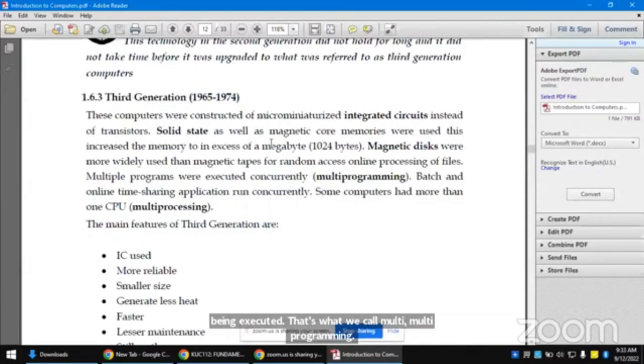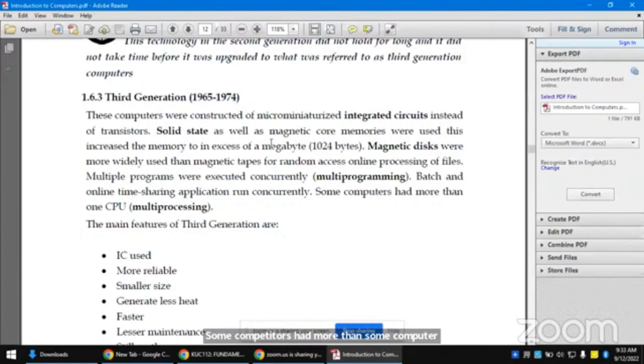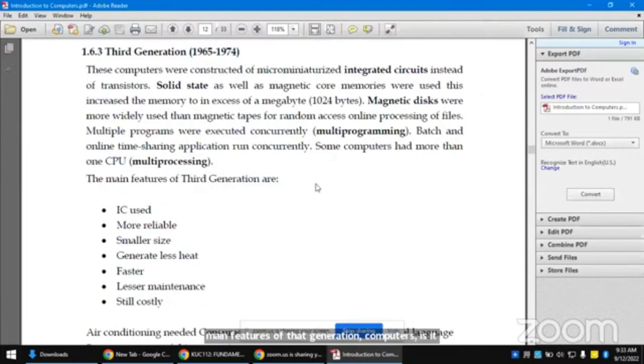Batch and online time sharing applications run concurrently. Some computers had more than one CPU processing, that is multi-processing. So the main feature of that generation of computers is that ICs were used. IC stands for integrated circuits.